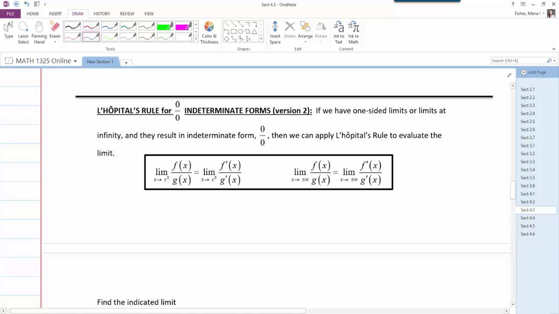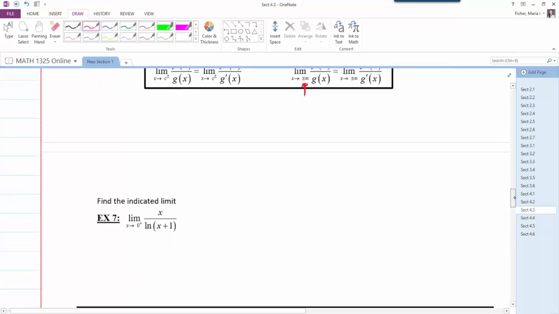You have indeterminate form, so if you end up with 0 over 0, and you're looking at either one-sided limits or limits at infinity, you can still apply L'Hopital's rule to evaluate the limit. So if the limit as x approaches c to the right or to the left of f of x over g of x gives you 0 over 0, then again, you can take the derivative of the numerator, the derivative of the denominator, and then find the limit. Or if you're going to positive or negative infinity, the same thing can happen.